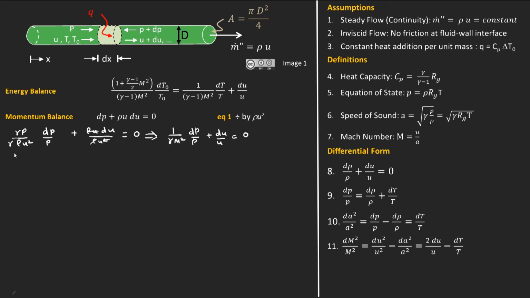In the next step, we'll do just that and say 1 over gamma M square multiplied by, open bracket, d rho, density, over rho plus dt over t, and this is done using equation 9 on the right hand side, close brackets, plus whatever was remaining, which is du over u, equals 0. Alright, we're one step closer. We'll now look at equation 8 and say d rho over rho can be substituted in terms of du over u. We'll do that.